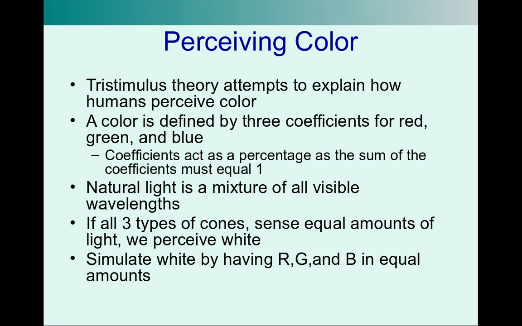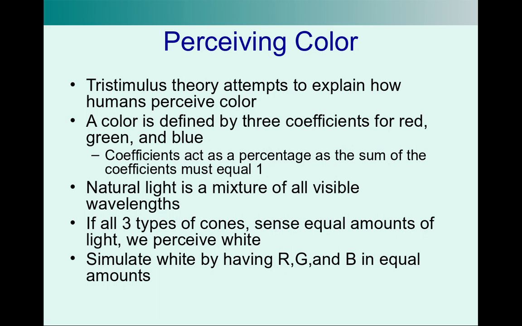Now, so far as perceiving color is concerned, there is one theory called the tri-stimulus theory, which attempts to explain how humans perceive color. A color here is defined by three coefficients for red, green, and blue. Each of these colors will have its own coefficients. These coefficients act as a percentage because the sum of these coefficients must be equal to 1.